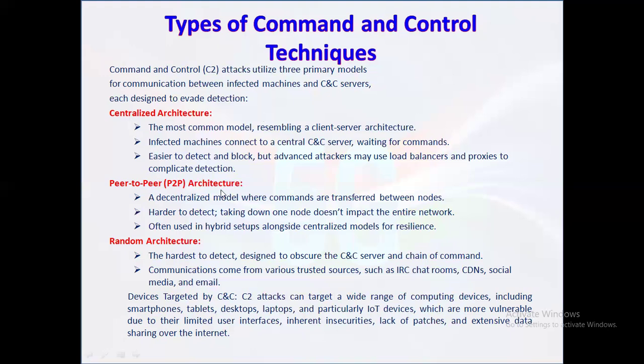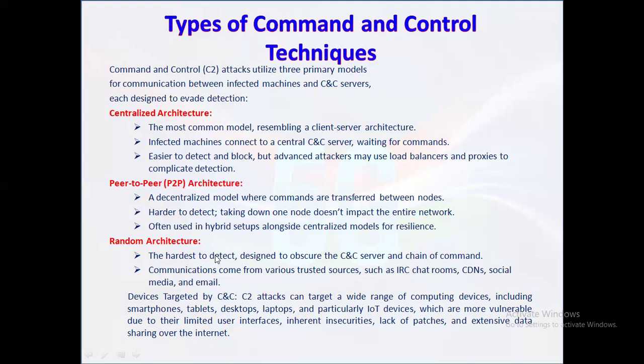The second model is the peer-to-peer architecture, which is decentralized, allowing infected devices to communicate directly with one another rather than relying on a single server. This approach significantly increases the difficulty of detection, as defenders can only take down one node at a time. The P2P model often complements the centralized architecture in hybrid configurations, providing a backup communication method if the main CNC server is compromised.